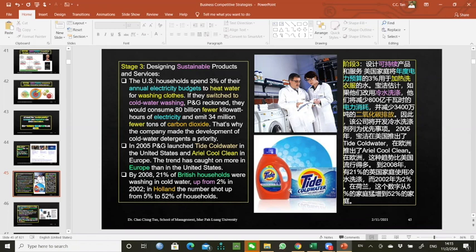And then generating electricity, the carbon dioxide has been pumped out. It's not ecological, it's not sustainable. And so Tide had to come up with something so that we can do the laundry and design the detergent powders in such a way that we can do the laundry using the cold, normal temperatures. And so this is where Tide Cold Water comes into the picture.